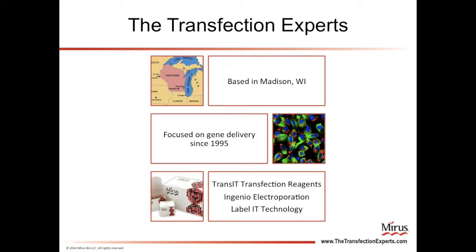Our team is based in Madison, Wisconsin, and has been focused on gene delivery technology since 1995. In addition to technologies for transfection, MIRIS has made advances in electroporation, as well as for labeling and visualizing nucleic acids such as DNA and RNA.